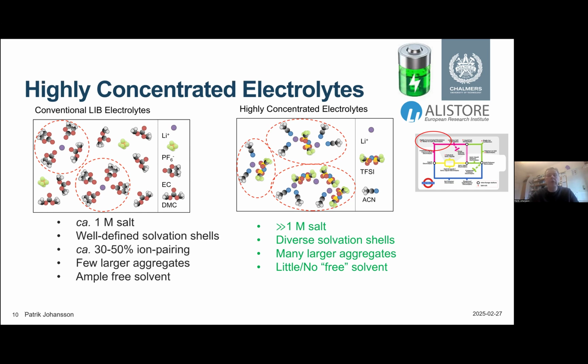And you also have a lot of free solvent available because your concentration of salt is quite low. So there's a lot of solvent that only moves within the range of other solvent molecules. As opposed to this picture, if you go for highly concentrated electrolytes, you go far beyond 1 molar of salt. You get quite a diversity of solvation shells. And here we're trying to draw a little bit of what they can look like. Many of them are larger aggregates, things that stay together for quite some time. And there is very little or no free solvent because the salt concentration is so high, meaning that the cations can actually coordinate all the solvent in place.